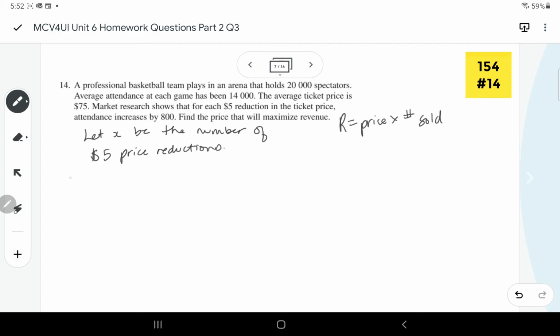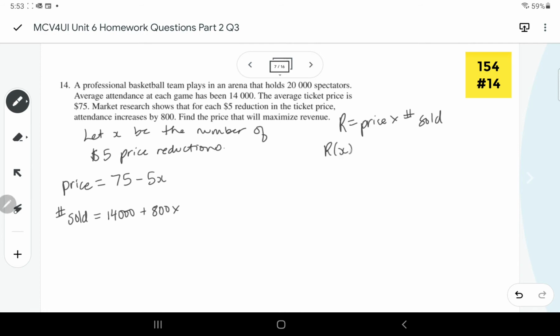Okay, so I know that the price is going to be the $75 starting price minus 5x, because you're reducing the price by $5 x times. And the number of tickets sold will be the 14,000 that they normally do, plus 800x. You're selling 800 more tickets each time. So this is just going to be a nice quadratic for revenue.